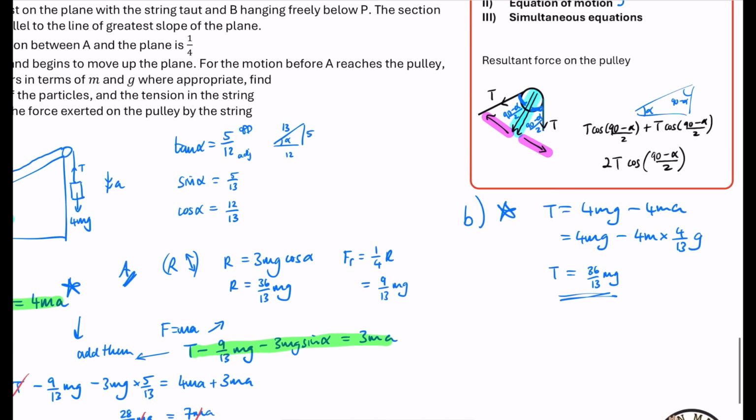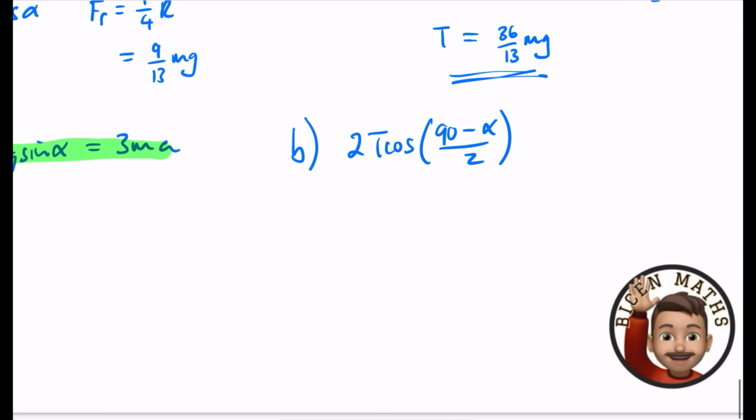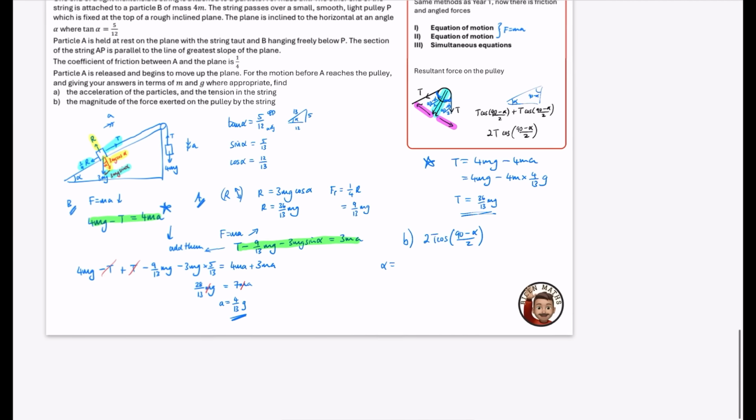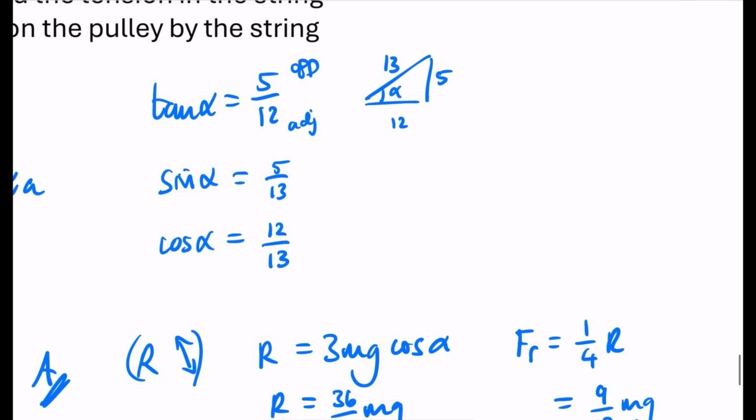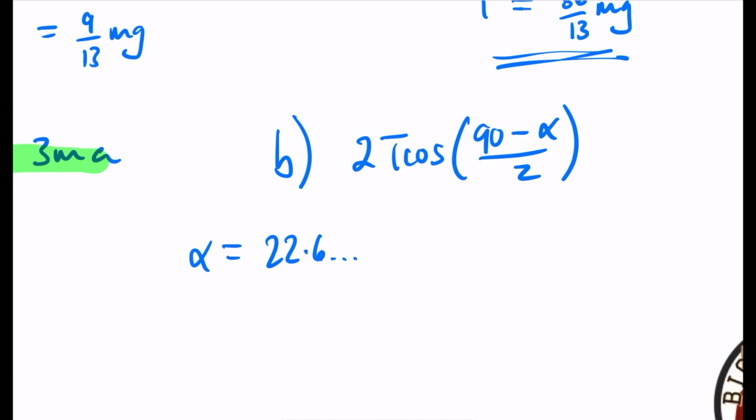So our last part, this wasn't really B, was it? This was A continued. Our last part of the question is to do B, which is to just, you can quote this from memory, work out 2T cos of 90 minus alpha over 2. So I'm going to quickly figure out what alpha is. Alpha is the inverse tan of 5 over 12. So the inverse tan of 5 over 12, that's like 22.6 degrees.